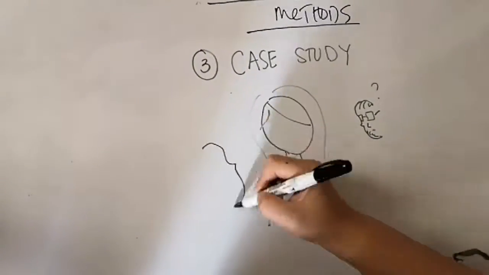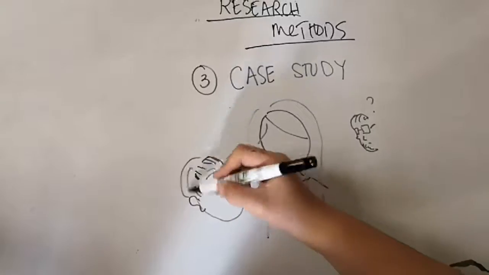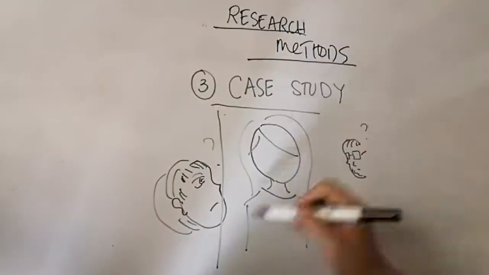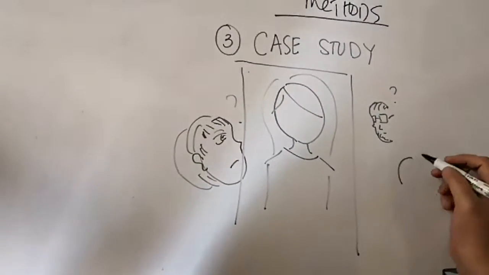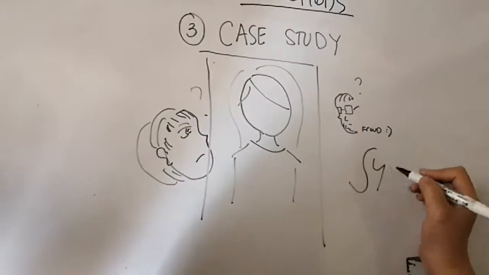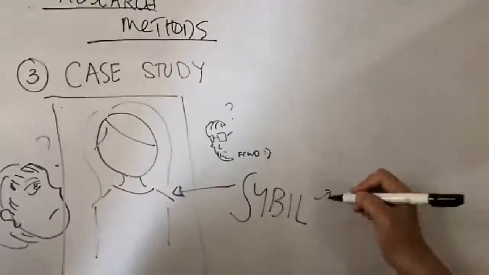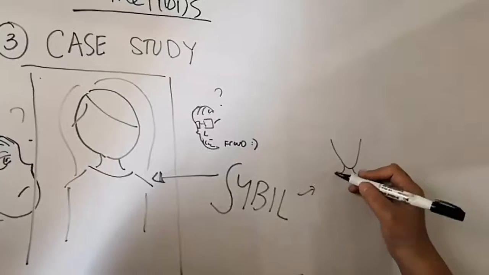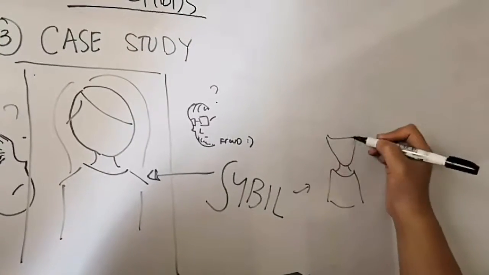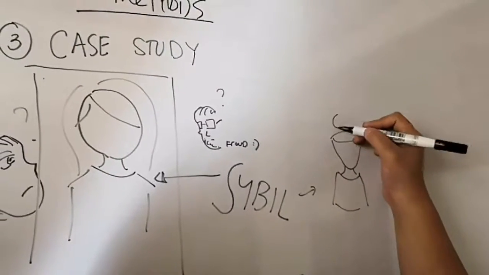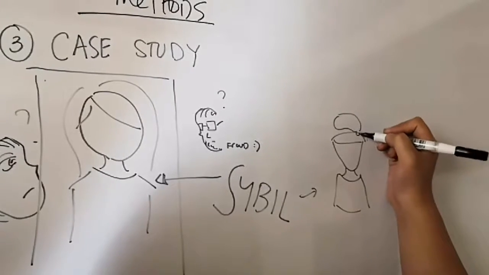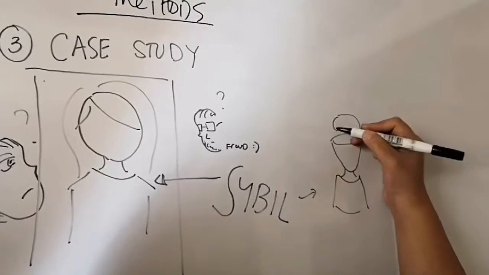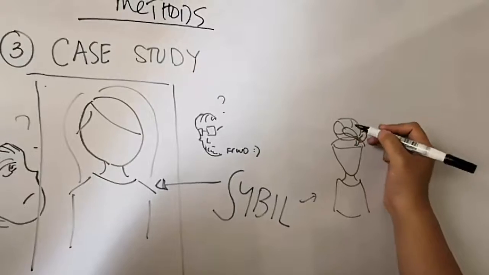Another method is the case study. So in the case study, we are just focusing on one specimen or one individual or one participant, just so we can gather as much in-depth data as we can. This is good for rare phenomena. A very notorious case study was Sybil, and indeed her phenomena was rare. She was one of the first documented extreme cases of dissociative identity disorder.